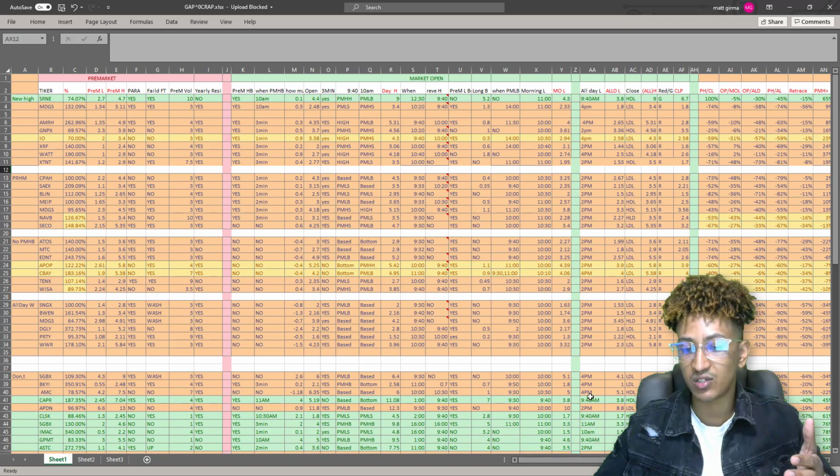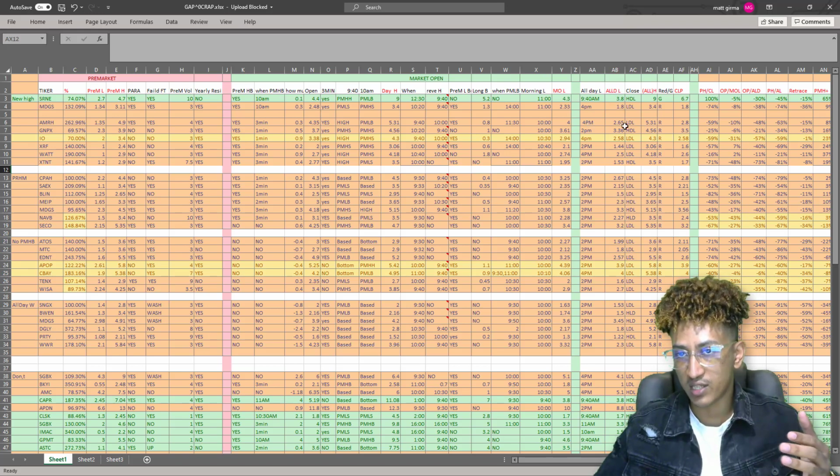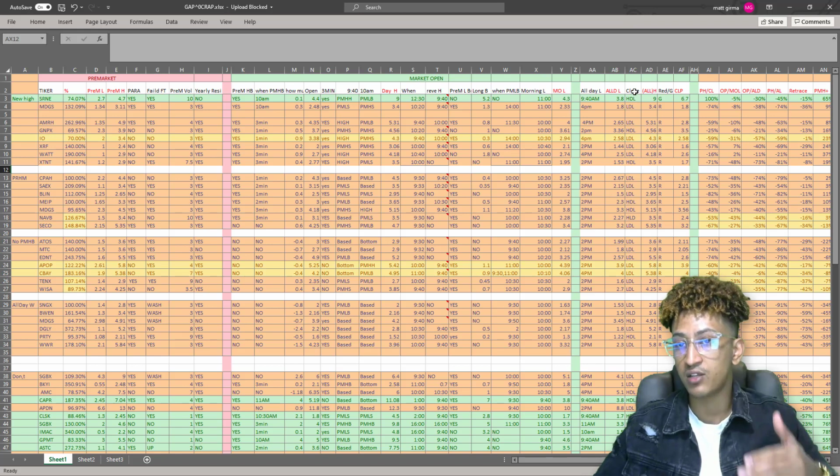So as you can see, the ones that actually closed green, after the morning low, they went higher, right? The all-day low was at 9:40, which is in the morning, same as the morning low. Whereas the ones that actually closed red, what was the all-day low price? Did it close higher than the all-day low?